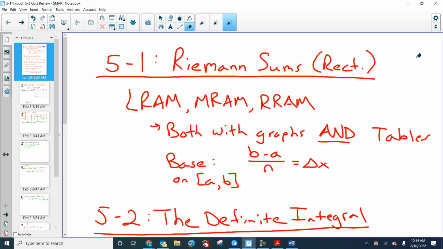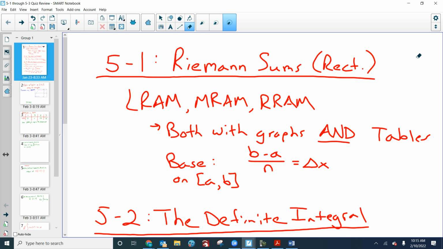Do you need that if it's a table of values? No, you get to look. Oh, look. This one goes from 1 to 5. Its base is 4. This one goes from 5 to 6. Its base is 1. You don't need b minus a over n unless you are told like 10 rectangles of equal width from the interval from 1 to 9. How wide is each one? Make sense? So part of 5-1 might require a calculator, other parts may not.